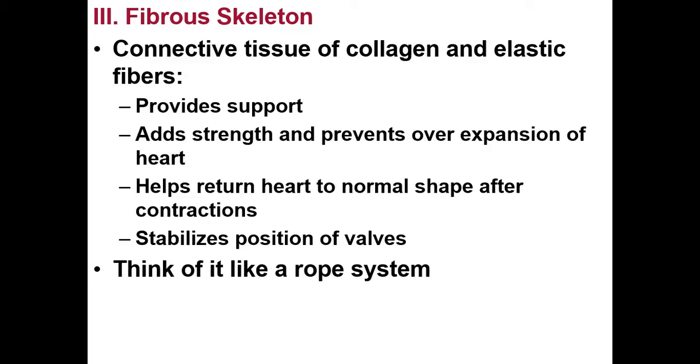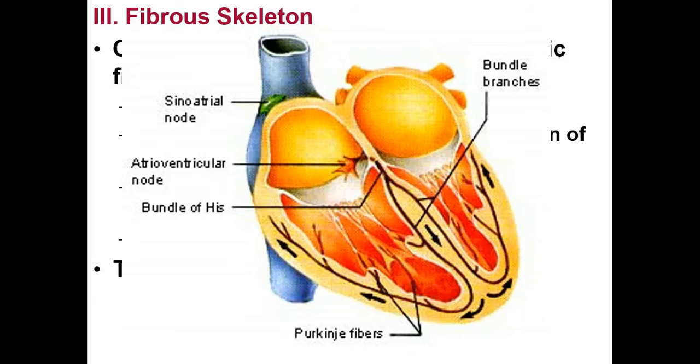This is where the chordae tendineae come into play. Think of it like a rope system. When you pull on the rope, it opens the valve. When you let loose the rope, it closes the valve. The chordae tendineae are attached to a specific set of muscles within those chambers of the heart called papillary muscles. If you're looking at this right here, this would be your tricuspid valve, this is your bicuspid valve. You have the chordae tendineae that attach to the muscles. Those muscle attachment sites pull the ropes, opening the valves, but it also stabilizes their position.